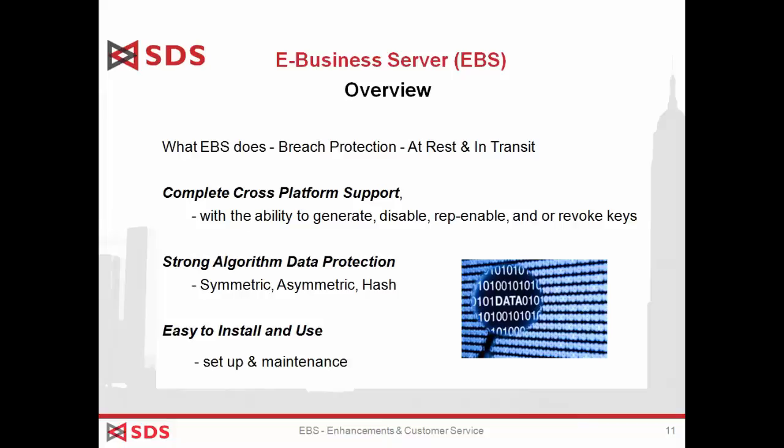And EBS provides complete cross-platform support. The multi-platform encryption encrypts data end-to-end among a wide range of environments. E-Business Server automates data protection by incorporating the industry's strongest encryption algorithms. Conventional symmetric encryption is where one key is used for encryption and decryption. Asymmetric is where a pair of keys, a public and a private key, is used for encryption and decryption.